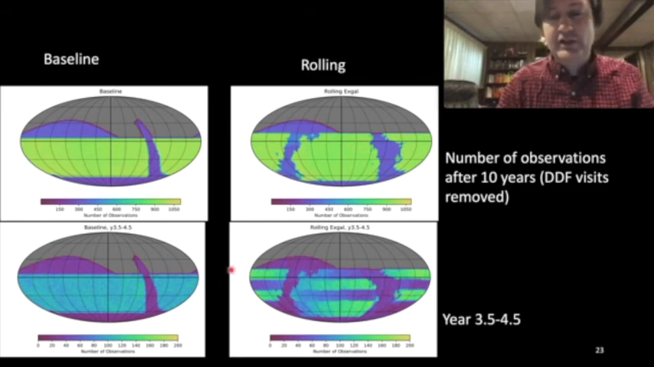So if we look down here, year 3.5 to 4.5, the baseline looks pretty much the same. It's very smooth, but in rolling, we select declination stripes where we emphasize observations for that year. So instead of getting just around 80 observations per year, we can get 140 observations per year. So for half the sky, we'll get very well sampled light curves, and then the next year we'll switch so that in the end, we still end up with a very smooth final survey.